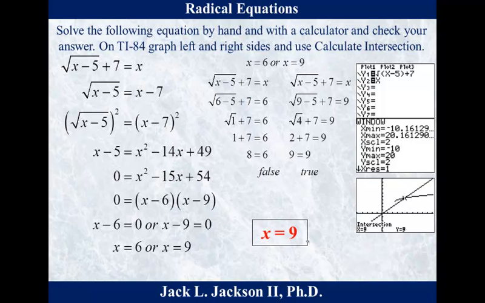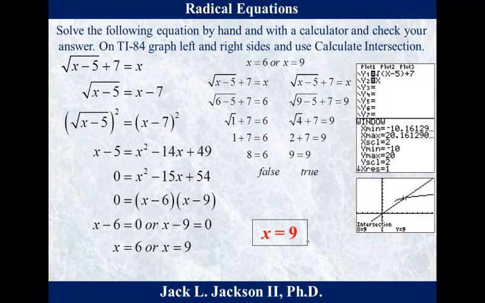2 plus 7 is 9. 9 equals 9. That is true. So the x equals 9 checked, but the x equals 6 did not check. So the x equals 6 is what we call an extraneous solution or an extraneous root. Basically just a false answer, one that doesn't really work. So you have to throw that out.